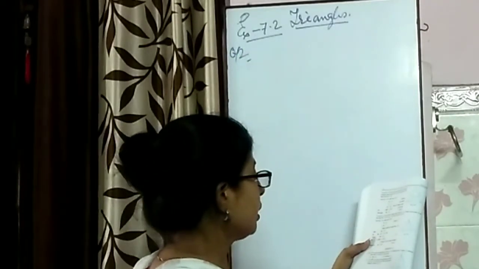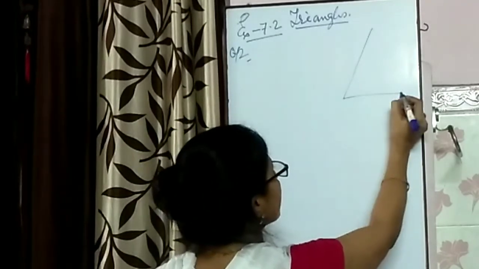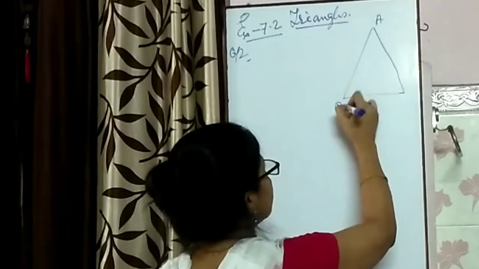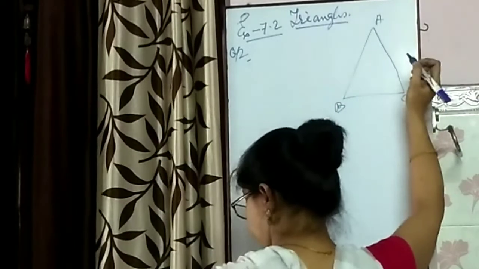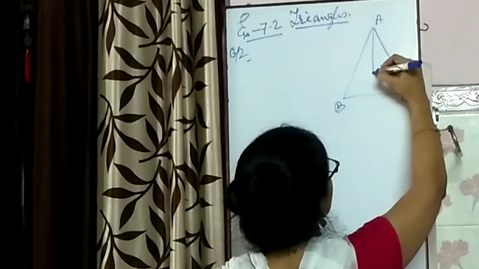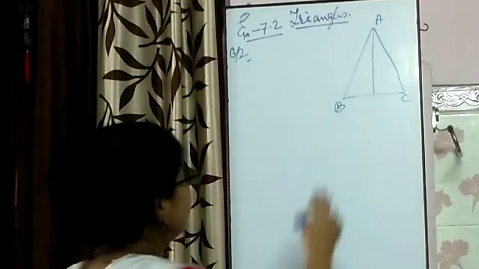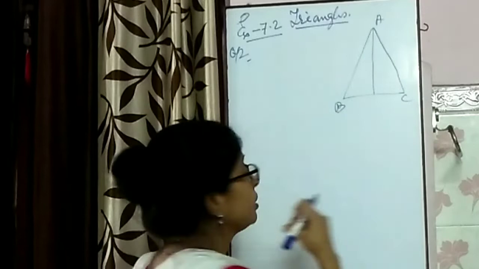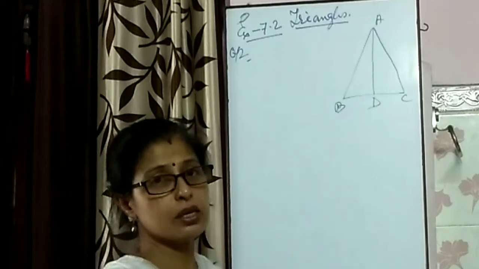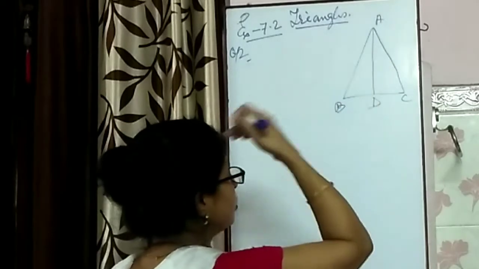In triangle ABC, AD is the perpendicular bisector of BC. So let's make the triangle ABC. AD is a perpendicular bisector of BC. Then show that ABC is an isosceles triangle. Now for proving it is an isosceles triangle, isosceles means 2 sides you have to make equal, and it is mentioned also that with the sides AB equals AC.